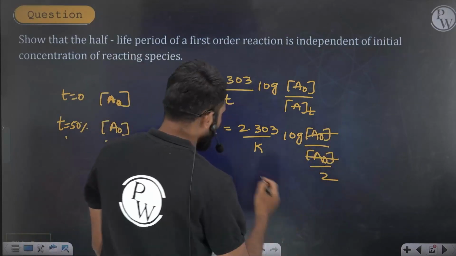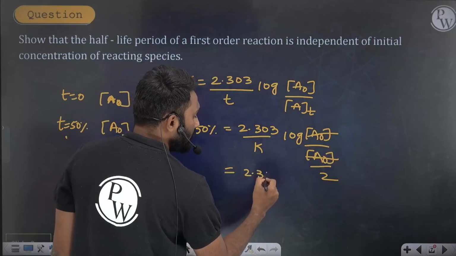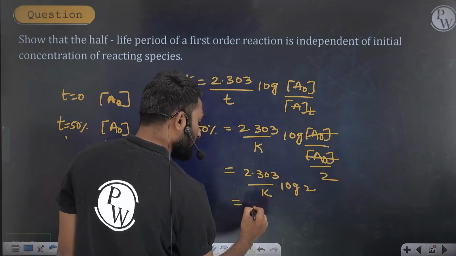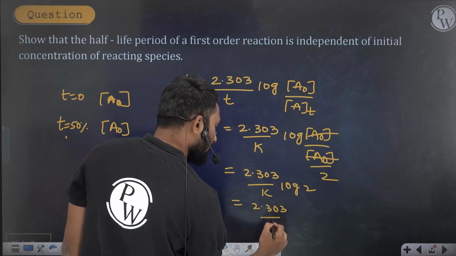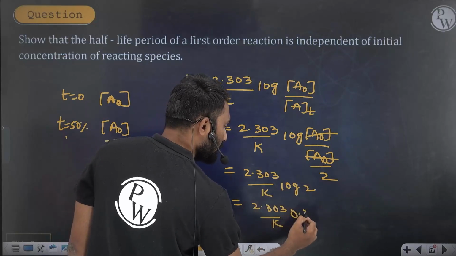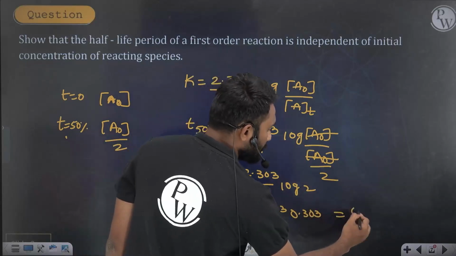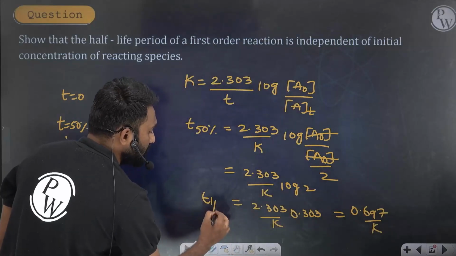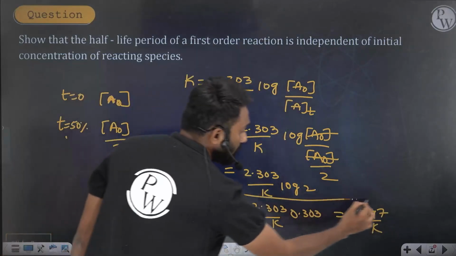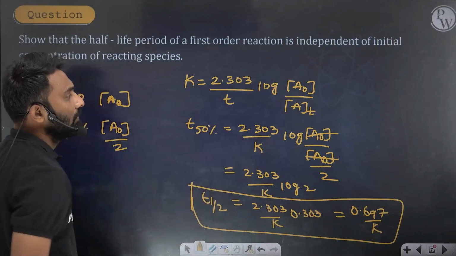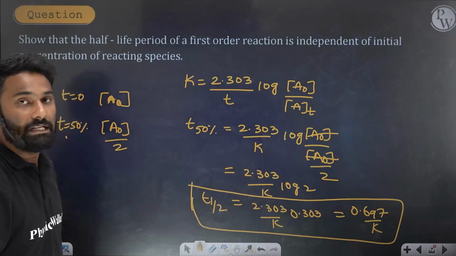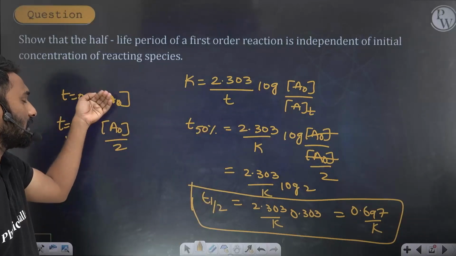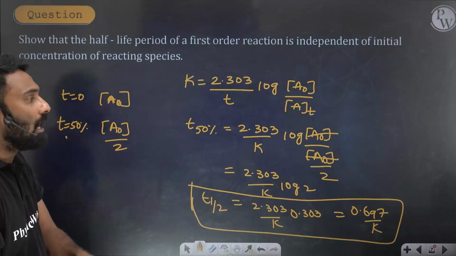The 2 will go to the numerator side. What happens? 2.303 by k log 2. Log 2 is 0.303. Then it will give 0.693 by k. This is the t50 formula. Clear? Here the t50 is independent of the initial concentration, because at t50 percent the initial concentration becomes half. Clear?